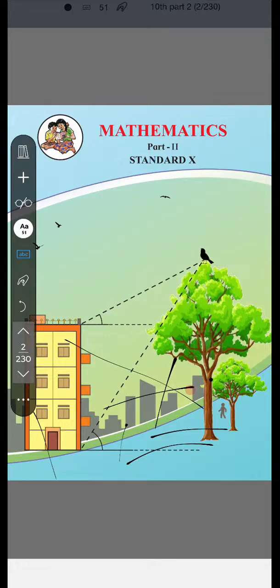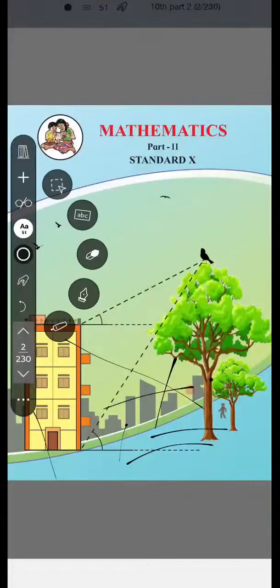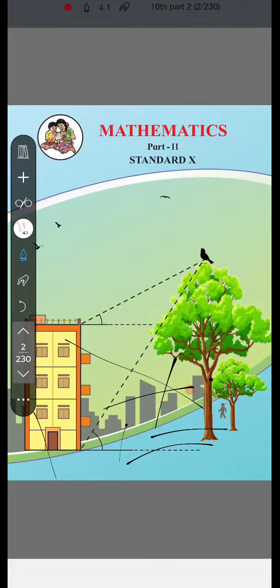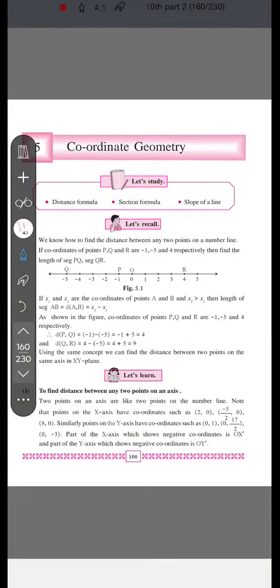Now, without wasting time, here we are going to start with the next chapter. Here you can see 160. Yeah, coordinate geometry.